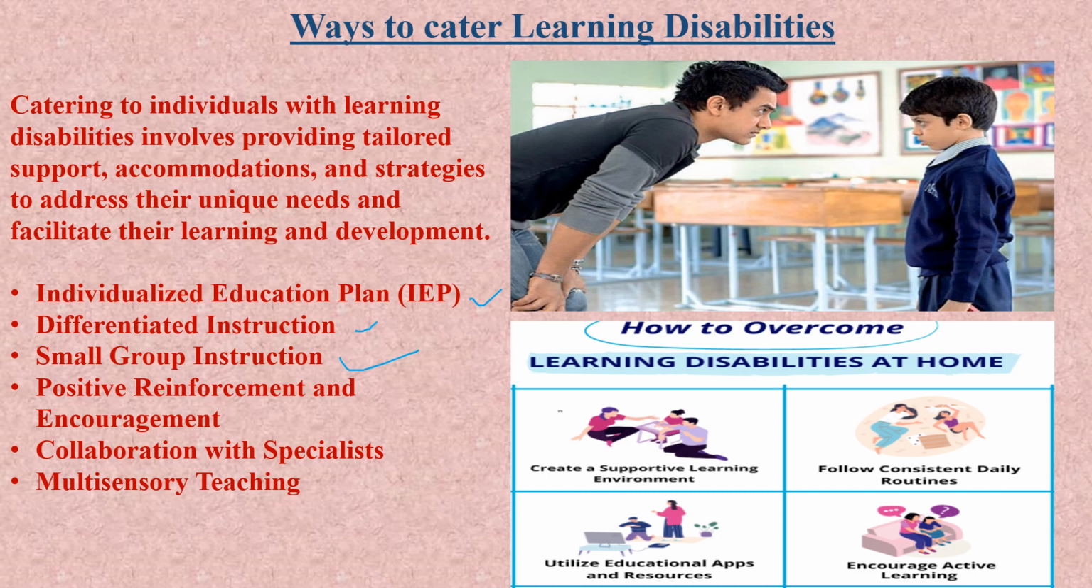The next is positive reinforcement and encouragement. In this, we can recognize the students' efforts, progress, and any of their achievements, so that we can boost their confidence and also motivate them. And we can provide them specific feedback and praise their strengths, and we can create a supportive and encouraging learning environment, which will foster a positive mindset in them.